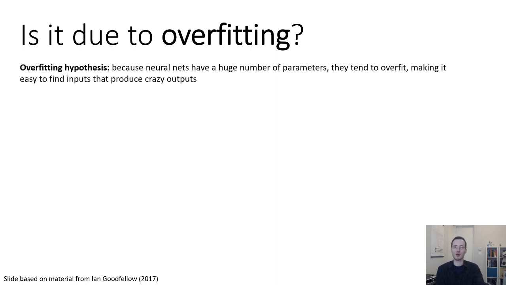So the overfitting hypothesis is that because neural nets have a huge number of parameters, maybe they tend to overfit, making it easy to find inputs that produce crazy outputs. So the implication of this hypothesis is that, well, to fix adversarial examples, you should not use high-capacity models. You should use smaller, simpler models.